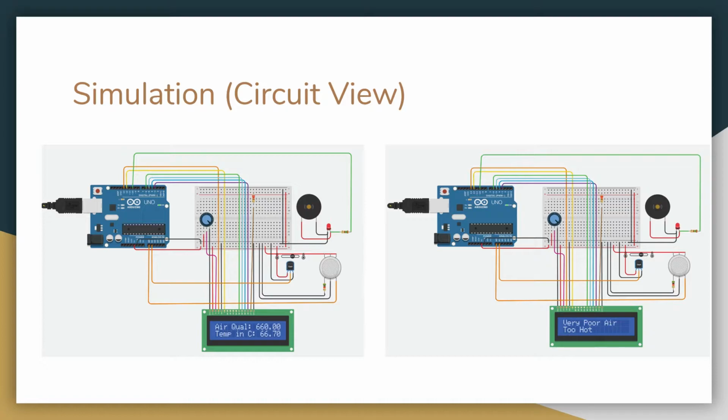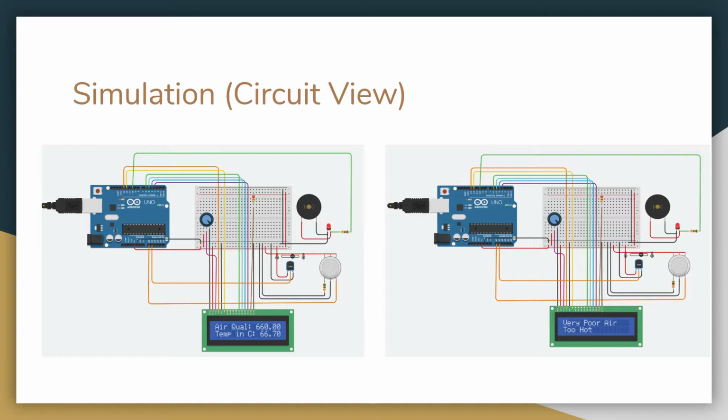Next, let me talk about the function of the buzzer and LED. We use them as an alarm to warn the customers and the company side when the air quality condition is very poor, or the temperature is either too hot or too cold.